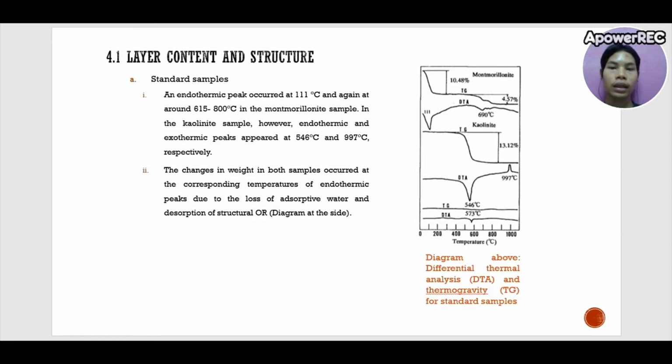So this is the layer content, this is the result. So select samples. An endothermic peak occurred at 100 degrees Celsius and again at around 650 until 800 degrees Celsius in the 3-layered sample. In the 2-layered sample, however, endothermic and exothermic peaks occurred at 546 degrees Celsius and 997 degrees Celsius respectively. So the changes in weight in both samples occurred at the corresponding temperature of endothermic peaks due to the loss of adsorbed water and the desorption of structural OH, which is the diagram at the side, the right one. So this is the diagram that shows the result.